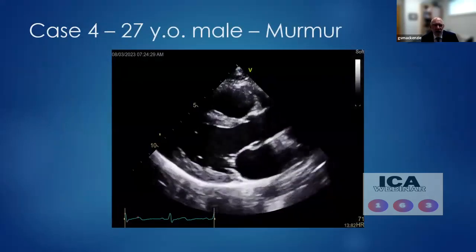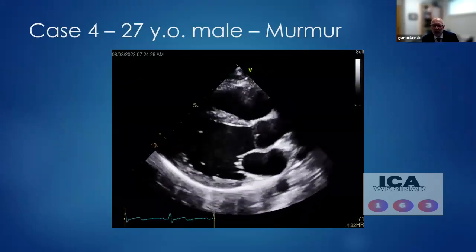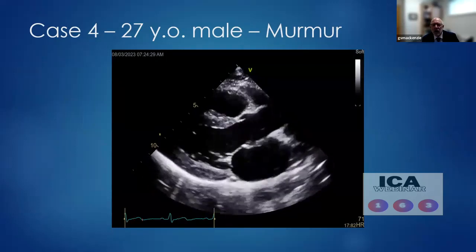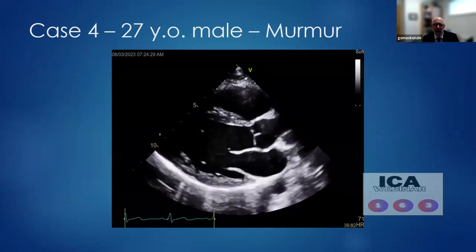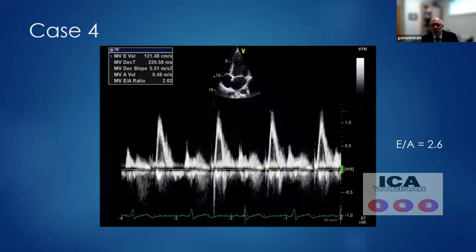The last case I'll show you here is a 27-year-old male who was referred to the echo lab because of a murmur. This patient's heart looks entirely normal. So he would be evaluated by the very first algorithm to see whether or not he even has diastolic dysfunction. His E to A ratio was 2.6.